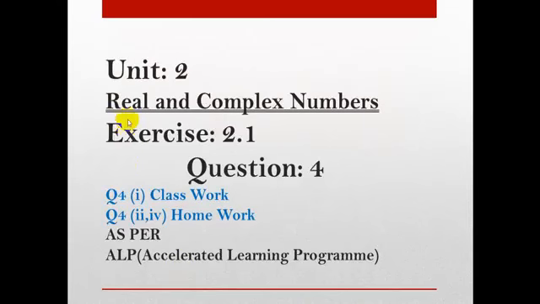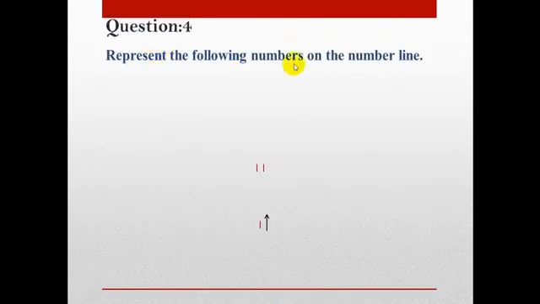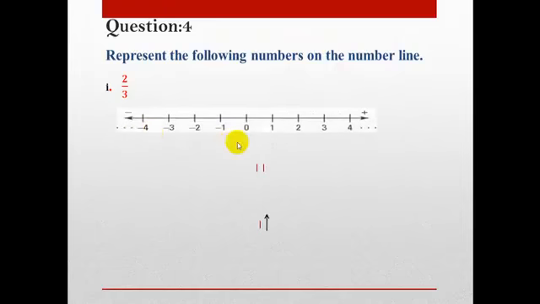This is question number 4, and as per the ALP, question number 4 part 1 is classwork and homework is question number 4 part 2 and part 4. Question number 4 is: represent the following numbers on the number line. This is a number which you have to plot on a number line, and this is your number line.